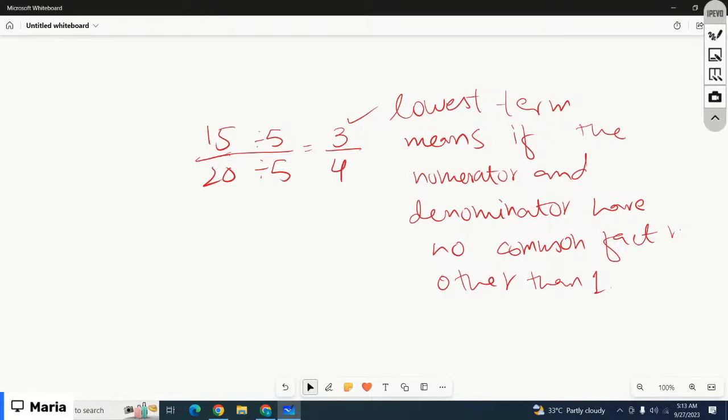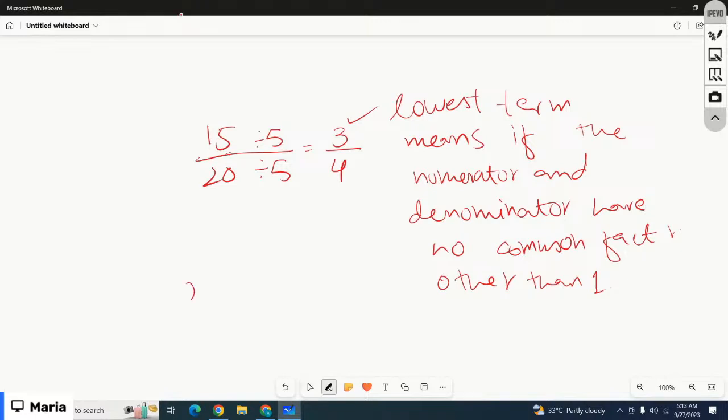Not common denominator. Common denominator is different. You just have to see if a fraction has a common factor. Common factor means a common number that can divide both numerator and denominator. If they have a common number, just divide them. Then they do not have any common number, like 3 by 4. So 3 by 4 is in the lowest form.